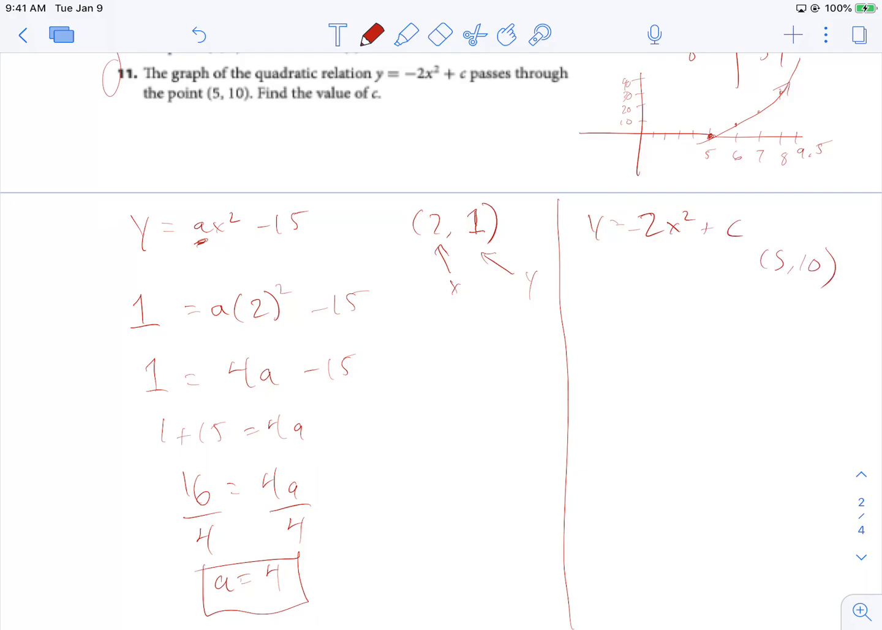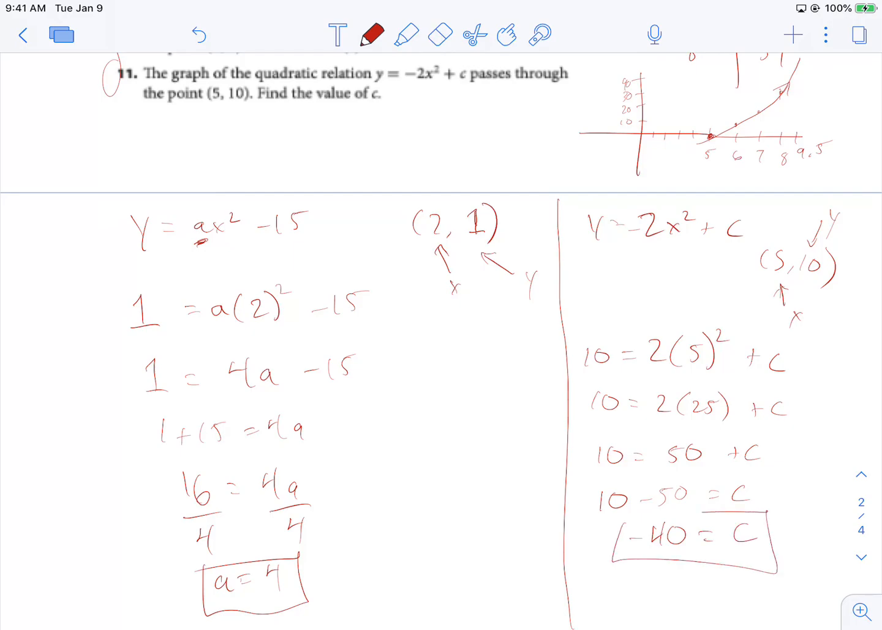Perfect. The next one, y equals negative 2x squared plus c, says this one passes through the point 5, 10. So we're going to do the exact same thing here, but now we need to solve for c instead. So this is going to be our y, this is going to be our x. So our y is 10 equals negative 2 times x squared, which is 5 squared, plus c. So we get 10 equals negative 2 times 25 plus c. 10 equals negative 50 plus c. Bring that over, you get 10 plus 50 equals c, and we get 60 equals our c value. And that's it.